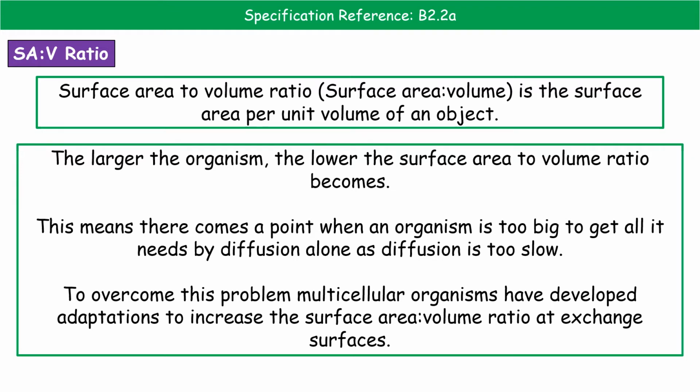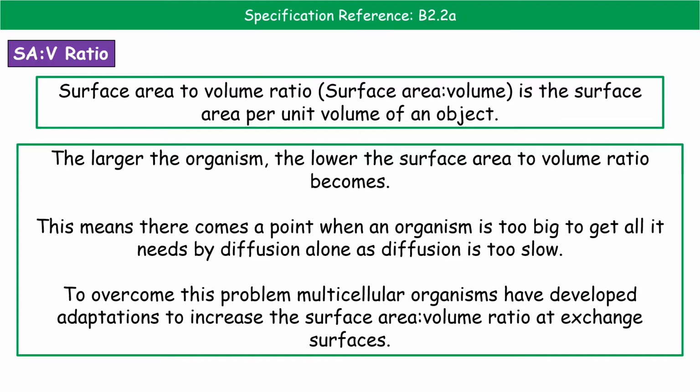And what we find is a very simple pattern. The larger the organism is, the lower the surface area to volume ratio becomes. So a bacteria, a single-celled organism, is going to have a high surface area to volume ratio. That means diffusion is going to be sufficient to supply it with everything it needs. So all of the oxygen, etc., can just diffuse into that single cell at a rate that allows it to carry out all the processes without problem.